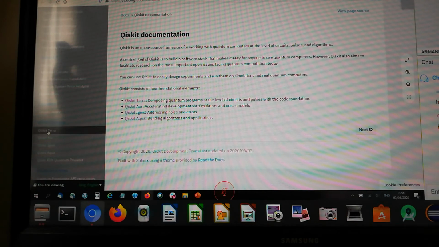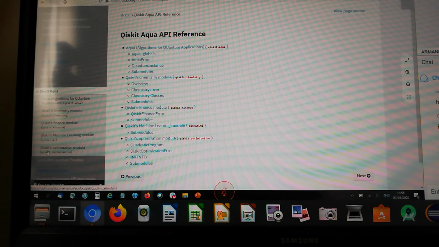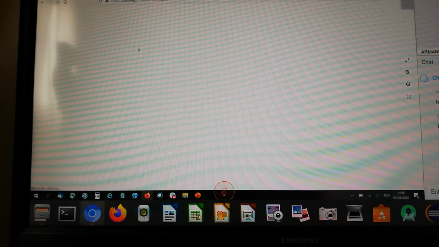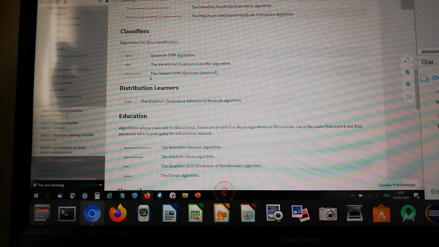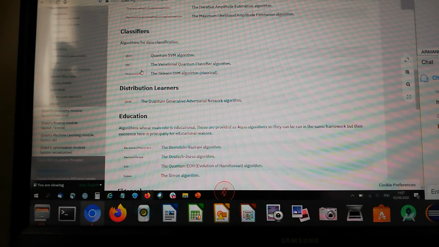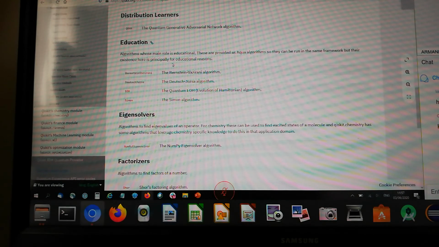Let's look at Aqua, what's inside Aqua. So here you see that Aqua contains algorithms. Yeah, so the algorithms like amplitude estimator. You see the QSVM. People who are into AI may recognize the support vector machine acronym, SVM, and there is a quantum equivalent as well. You also see all kinds of solvers, eigensolver, linear solver.